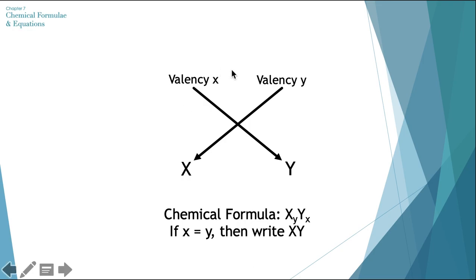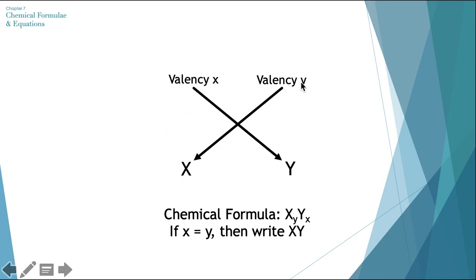Like if the valency of X is 1 and if the valency of Y is 2, then we would need 2 X's to balance out the chemical equations. And so we would write X2Y. So the valency also needs to be balanced out, just like we balance out ions. And so this is how we do it.